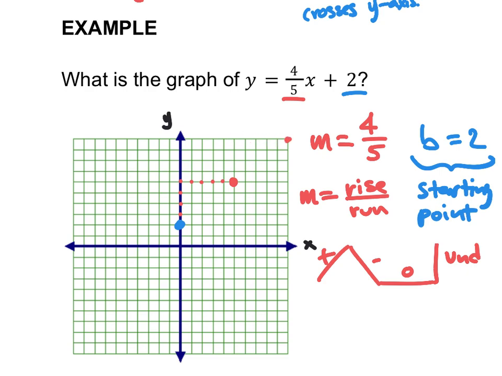You can do as many of these as you want. You really only just need 2. But you can also go this way. You can go down and to the left. So I'm going to go down 1, 2, 3, 4 over 1, 2, 3, 4, 5. 1, 2, 3, 4, 1, 2, 3, 4, 5, and plot another point.